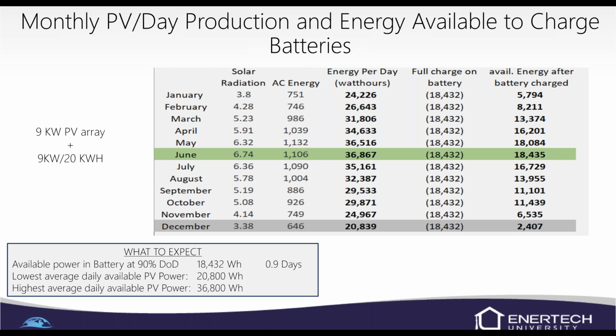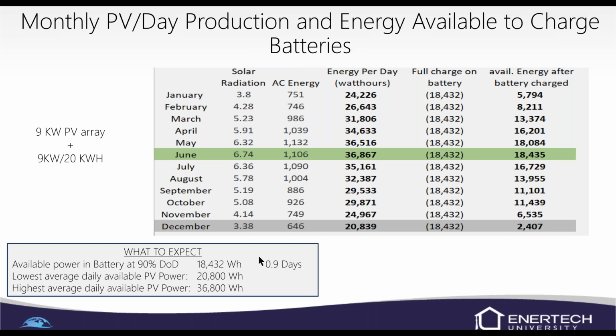Then we're also going to take into consideration the lowest average daily available PV power and the highest average daily available power. With these numbers down here, it'll actually tell us that we can expect 0.9 days of battery. So almost 1 day of battery backup is what you're going to get out of it.